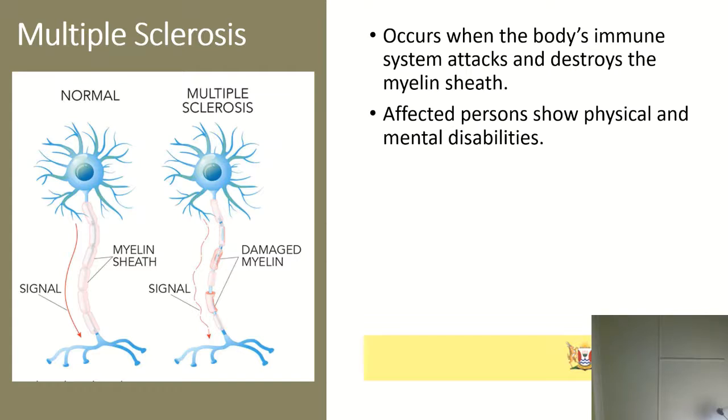So then what are the symptoms? The affected persons will show physical and mental disabilities. Physical and mental disabilities are also symptoms in multiple sclerosis. Remember in Alzheimer's, we talked about memory loss. Even here in this case, it's not memory loss. We should separate the two. It's just mental disability. So perhaps the brain is not functioning well. So that is all about multiple sclerosis.